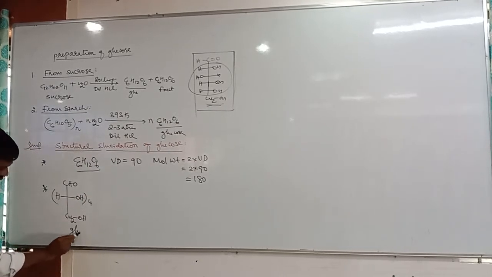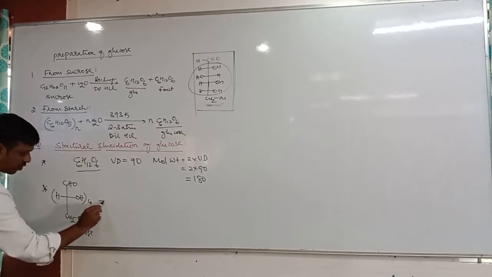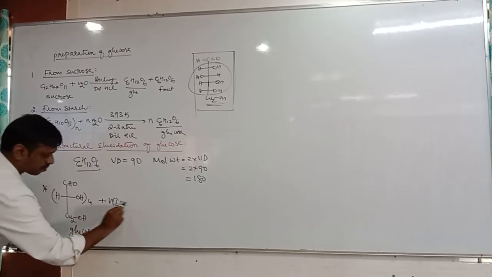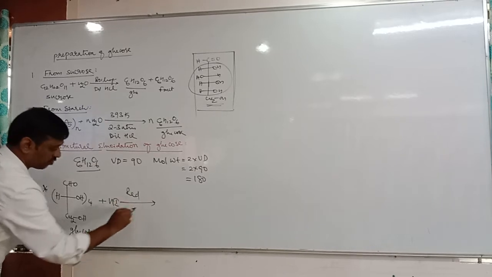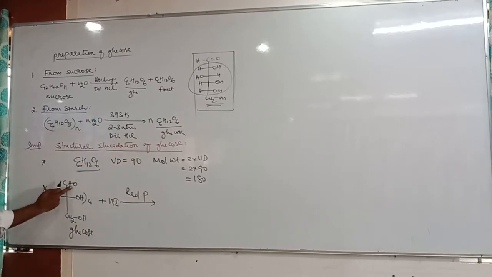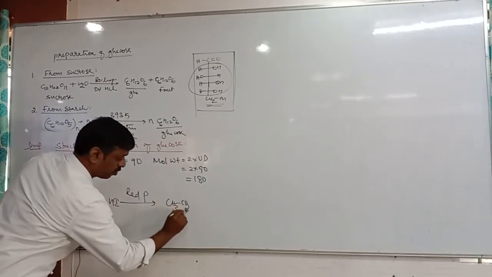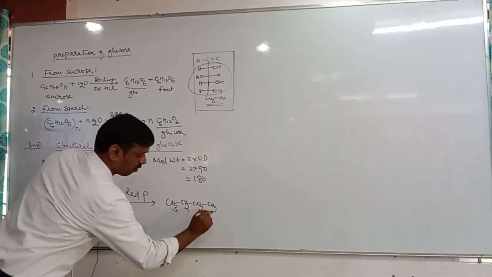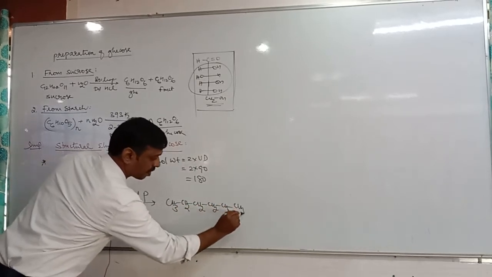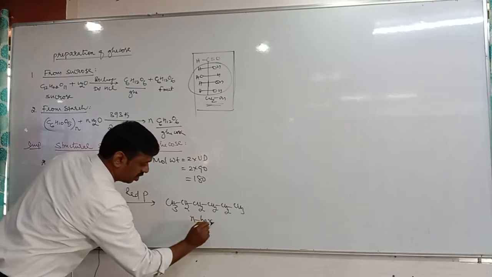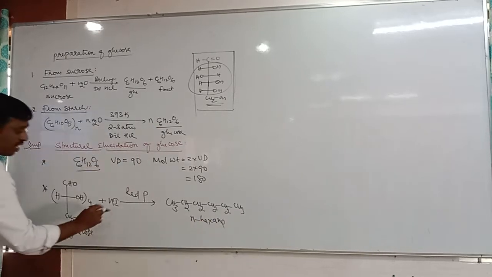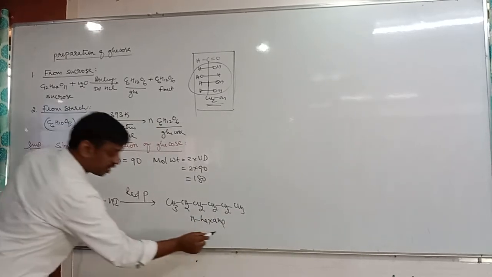Okay. Now glucose reacts with HI and red phosphorus. HI with red phosphorus can reduce the aldehyde group. It can reduce all alcohol groups into alkane. Therefore, what do you get? N-hexane. Very good. So this is called n-hexane. Therefore, glucose undergoes reduction with HI and red phosphorus, and it gives n-hexane.